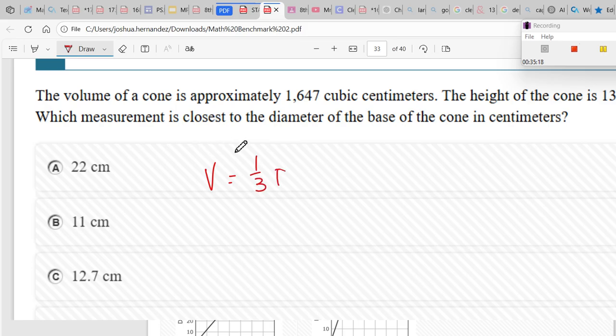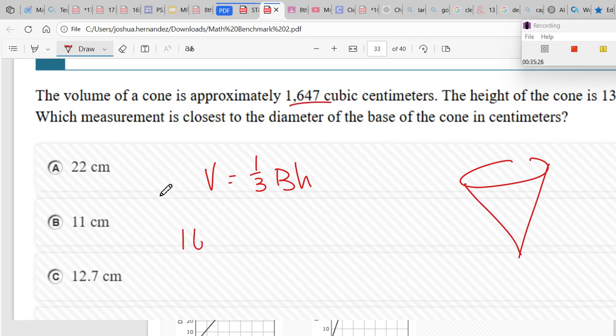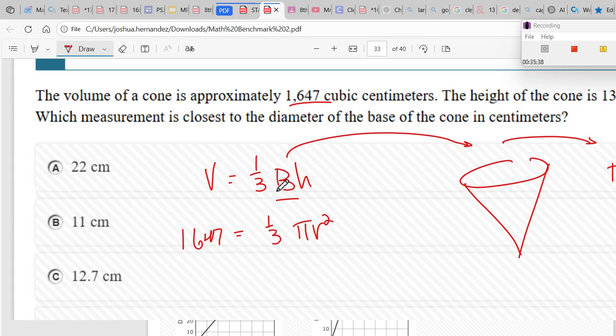Volume is equal to 1/3 BH. And I'll draw a cone real quick. I'll draw it like this. Okay. So they give me the volume. So that's going to be 1,647 is equal to 1/3. B stands for area of the base, which is the area of a circle, which is pi r squared. So pi r squared times your height.